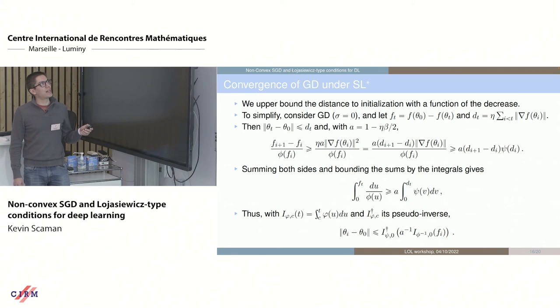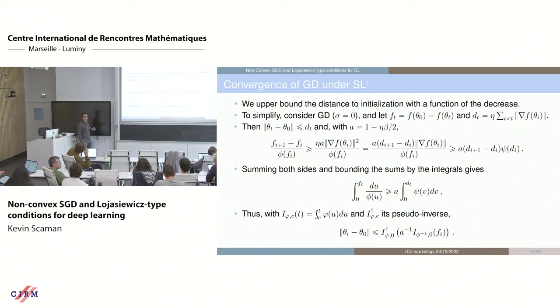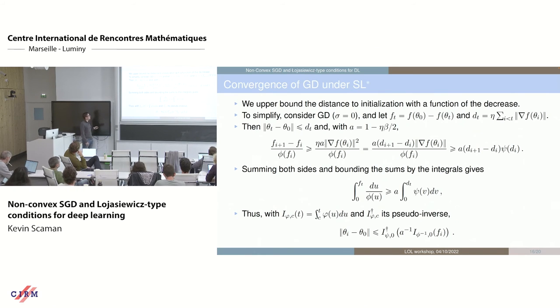Well, you need to find a bound on the distance to initialization with respect to the value of the function. For simplicity, I will go back to gradient descent, so a noise term that is equal to zero. But the same thing can be done for stochastic gradient descent. You just have a more messy analysis, with noise terms appearing everywhere, but the idea stays the same. So I'm going to write an inequality between the function value and the distances by using the fact that the lower bound is separable. So it's a product of two terms.